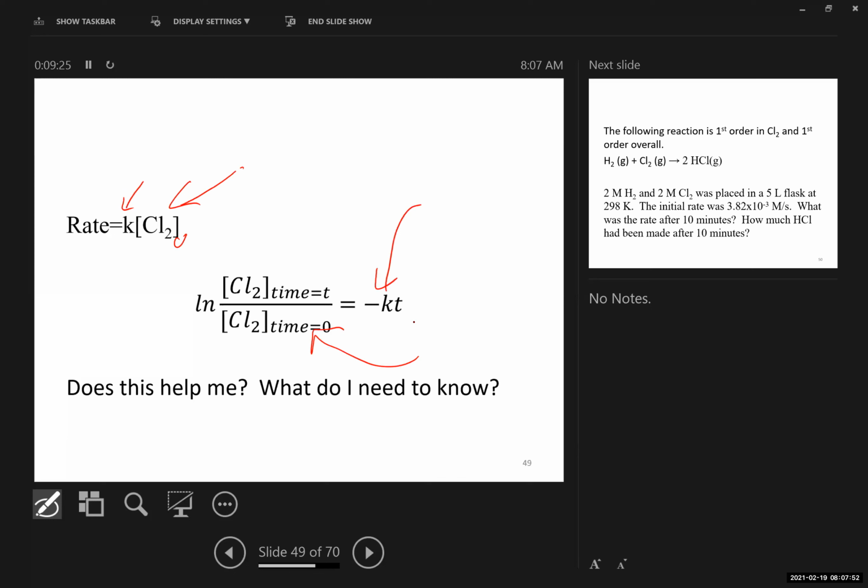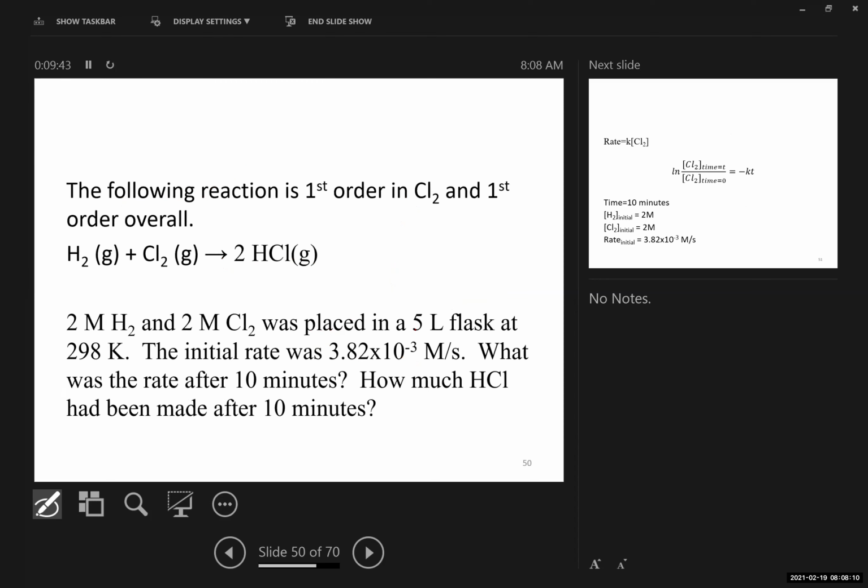And what it tells me is something slightly different. This will just tell me what the rate is at that instant. This will tell me how much chlorine is left at a specific time. But in both cases, I need to know how much I'm starting with, right? And I also need to know the rate constant, right?